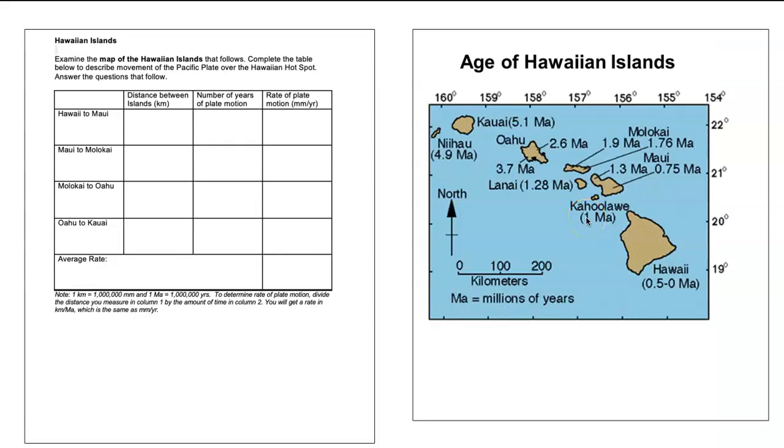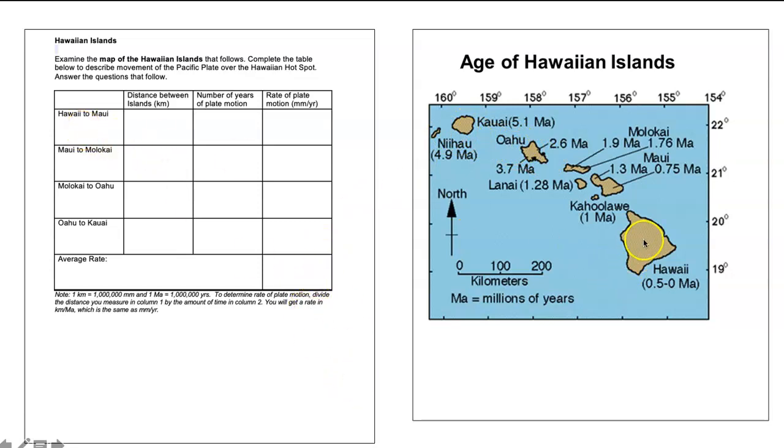Last thing is to look at the Hawaiian Island hotspots and try to figure out the rate that the Pacific plate has been moving over this hotspot. We're going to use the rate equals distance over time equation, and we're going to do it for the Hawaii to Maui islands, and then Maui to Molokai, and then Molokai to Oahu, and then Oahu to Kauai, and then we're going to take the average. So how do we do this?